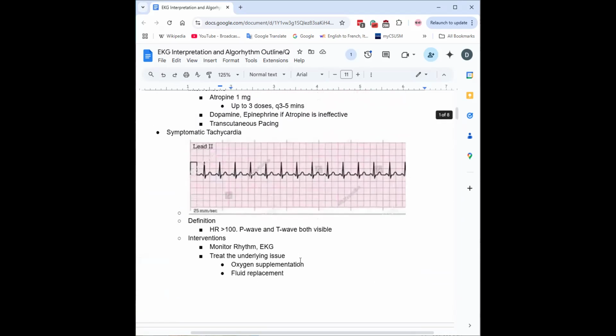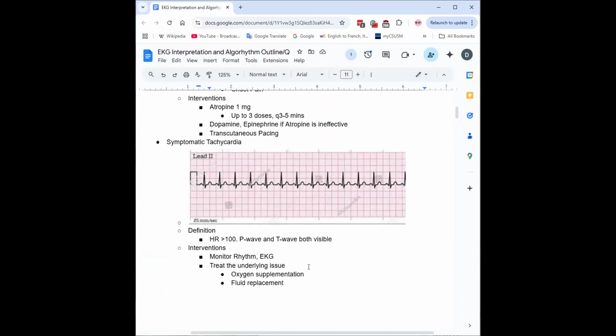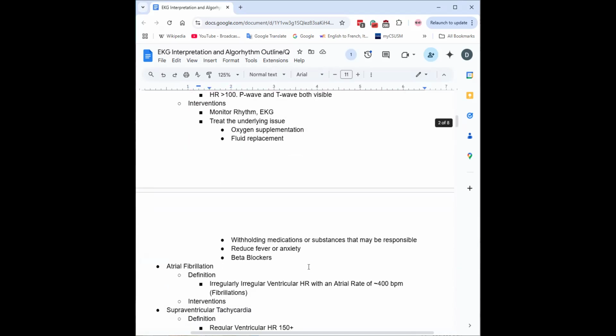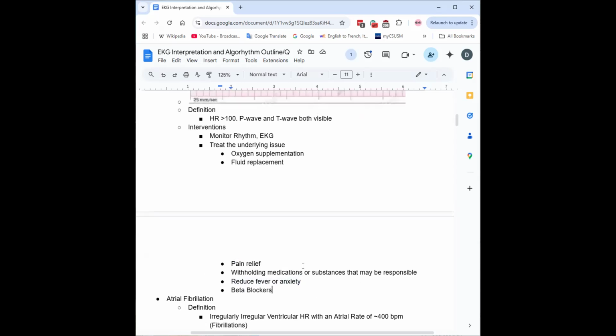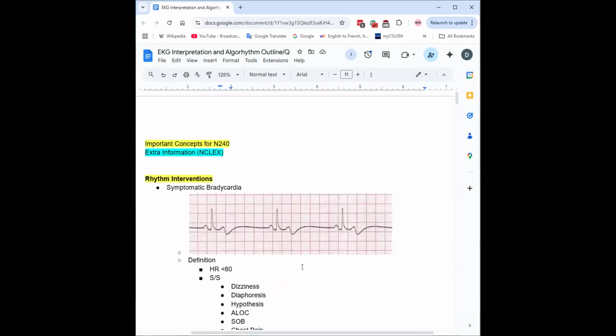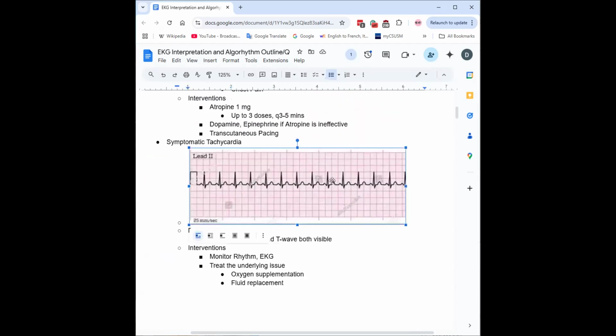But yeah, pretty good on that. Anything else that we have? Reduce fever, anxiety, beta blockers, withholding anything that may be responsible, fluid replacement. Another possible cause of tachycardia would be pain. So pain relief could be something that helps with sinus tachy, because with pain, our vital signs go up. Same thing with anxiety. All right, so are we good so far?